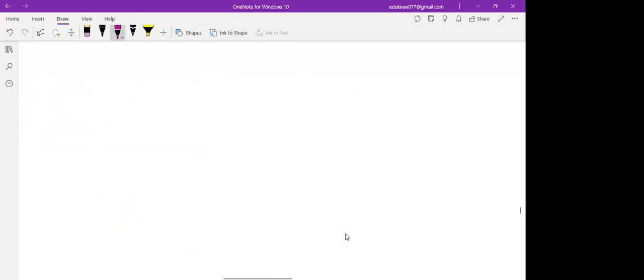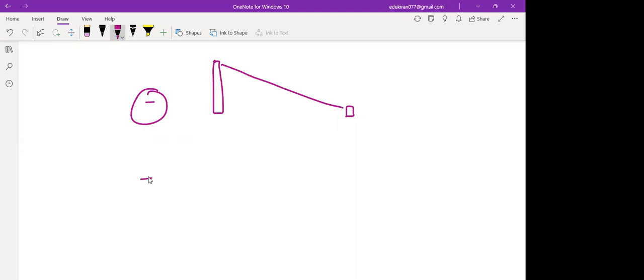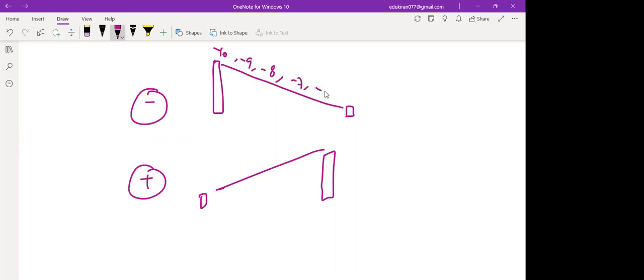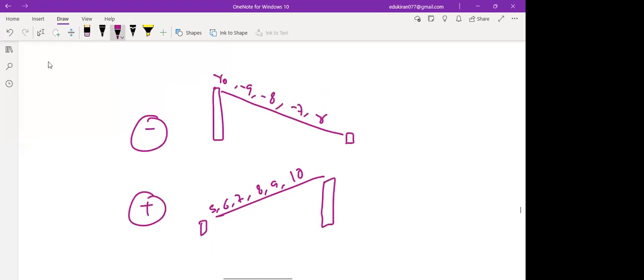Clear? Remember this concept because not every time everyone will tell you. If your answers are in negative, then you start from the greater one, the bigger number, to the smaller number. But if your numbers are in positive, you start from the smaller number to the bigger number. Clear? Yes, ma'am. It would be minus 10, minus 9, minus 8, minus 7, minus 6 like this. But in this case, it would be 5, 6, 7, 8, 9, 10. Clear? You can draw this in your notebook if you are getting confused.